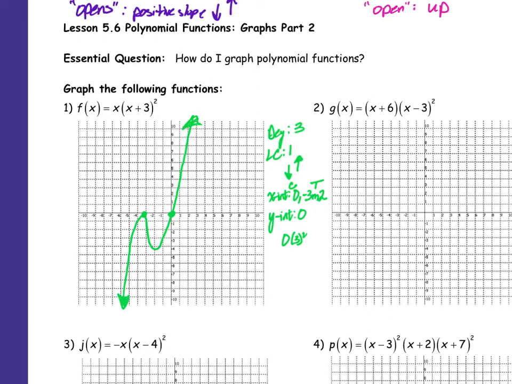Questions? And again, I could find the minimum value of wherever this is right here just by plugging in whatever number's halfway between 0 and -3, so -1.5. I could plug it into this equation and find out where that value is. But since this is just a sketch, I don't have to be exact. Okay? Questions?